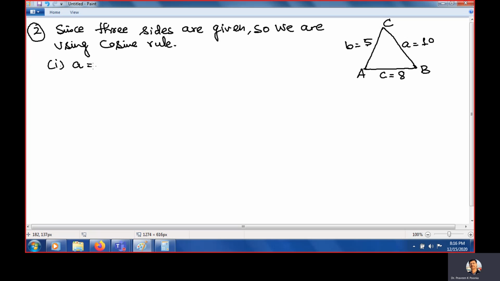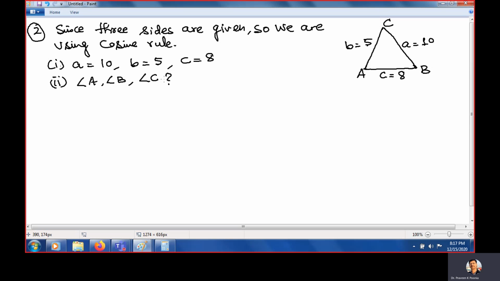How are we writing? A is equal to 10, B is equal to 5 and C is equal to 8. Clear? What we need to find? We need to find angle A, angle B and angle C. This is the question. So now you can take any equation because all the three sides are given. The values of A, B, C are given.